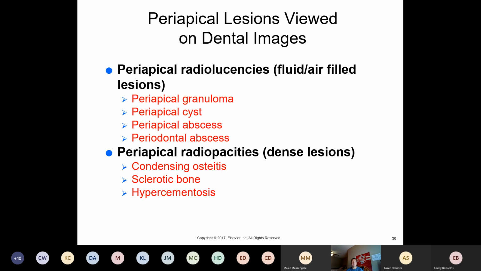The periapical radiopacities that we're going to talk about are condensing osteitis. Again, osteo means bone, and condensing would be more dense. When something is condensed, it's like pushed together and super tight. So condensed bone or dense bone, sclerotic bone, which we just kind of talked about. And then we're also going to talk about hypercementosis, which is just an overproduction of cementum on the root of the tooth.